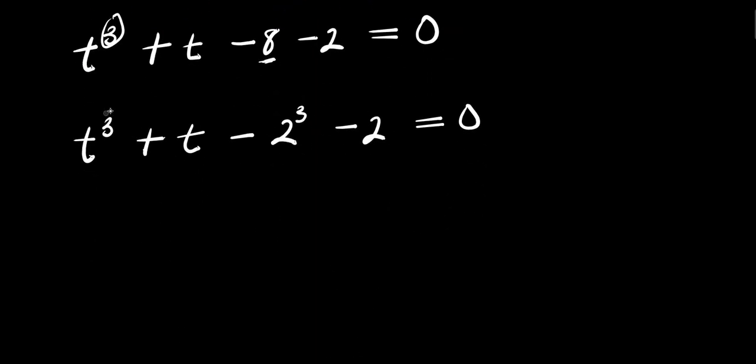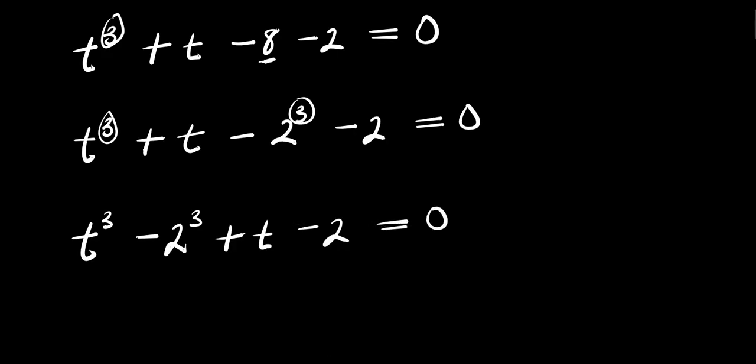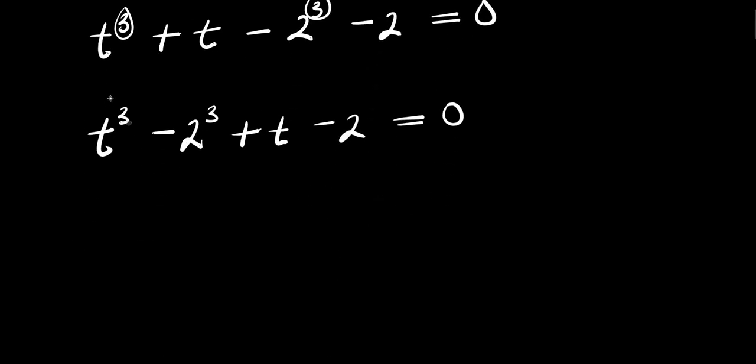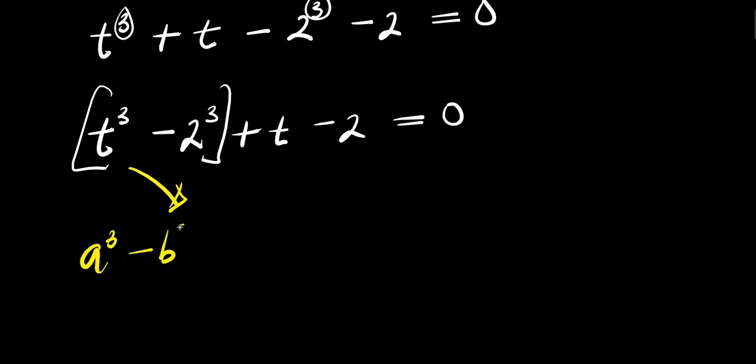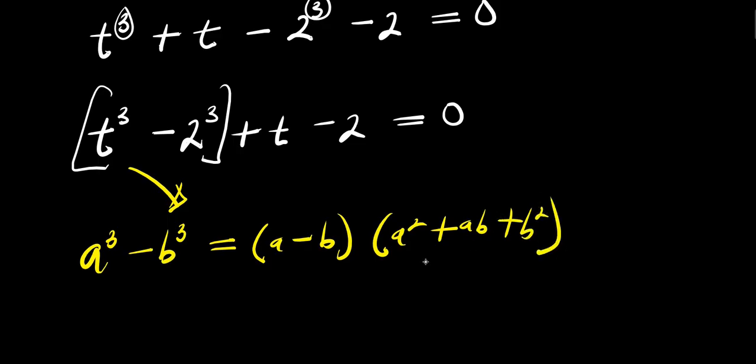Now, there's power 3 here, there's power 3 here. I can bring these two together. I have t power 3 minus 2 power 3. Then I have plus t minus 2, and this equals 0. So we need to expand this. For us to expand this, we consider this identity. If you have a power 3 minus b power 3, this equals a minus b times a squared plus ab plus b power 2. And in this case, a is t and b is 2.